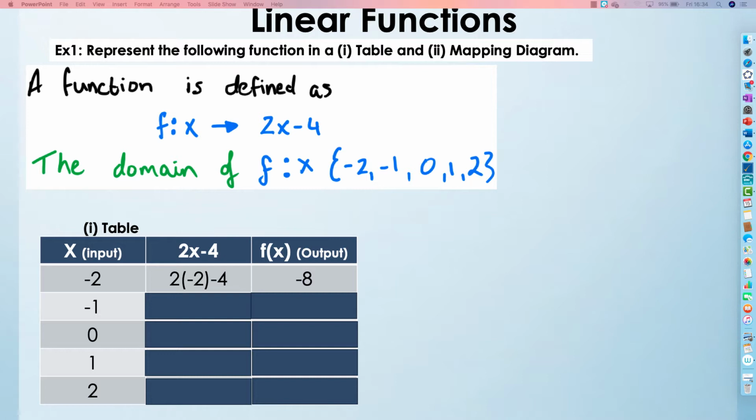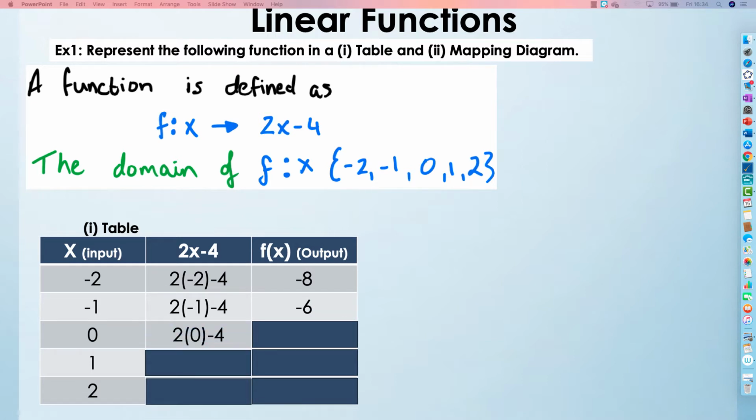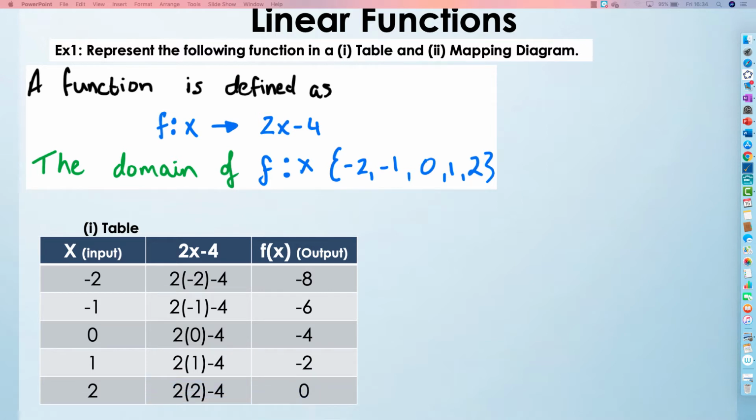Alright, minus 8. So, minus 1 is next. We're going to go 2 times minus 1 minus 4? Minus 6. Good girl, Emer. 2 times 0 minus 4. So give her a chance, Emer. Good girl, minus 4. Julianne. 2 times 1 minus 4? Minus 2. And 2 times 2 minus 4 is 0.